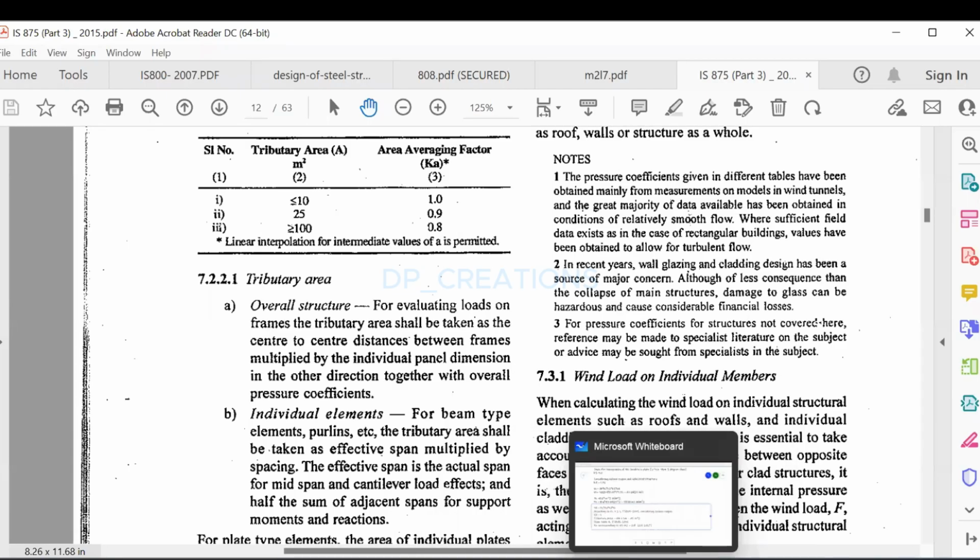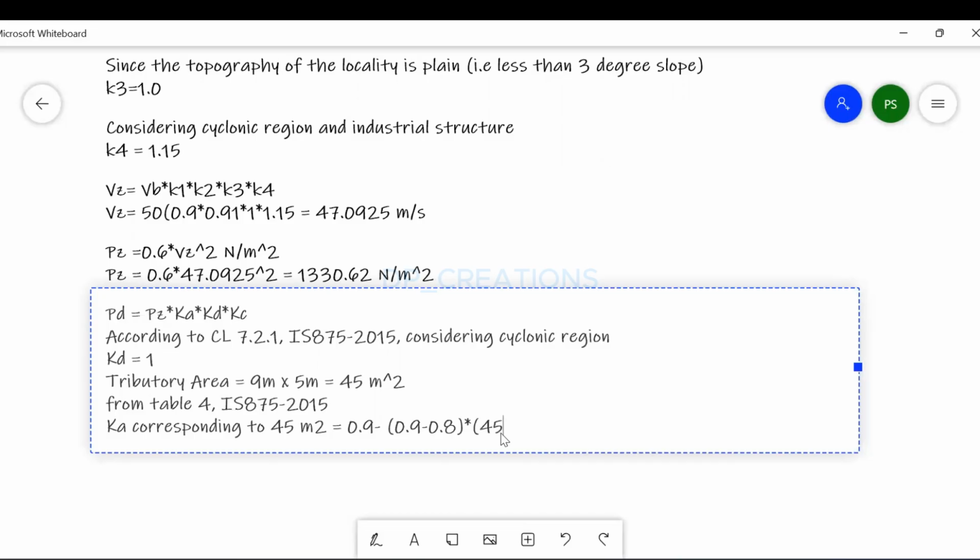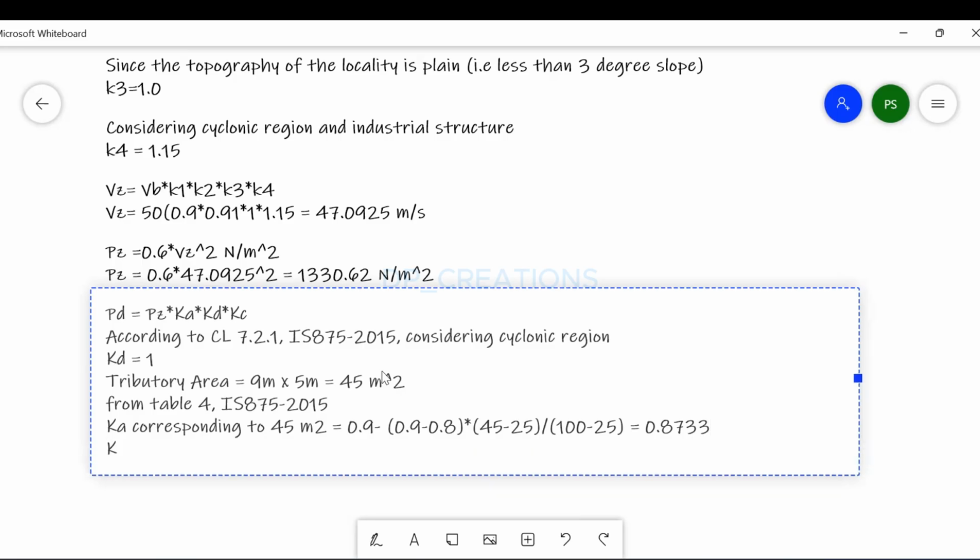So what is all of this? 0.8733. This is an estimate, because up to 25 to 50, for 37.5 it would be about 0.85, and ours is more than that, so it's fine. Okay. So Ka equals 0.8733.